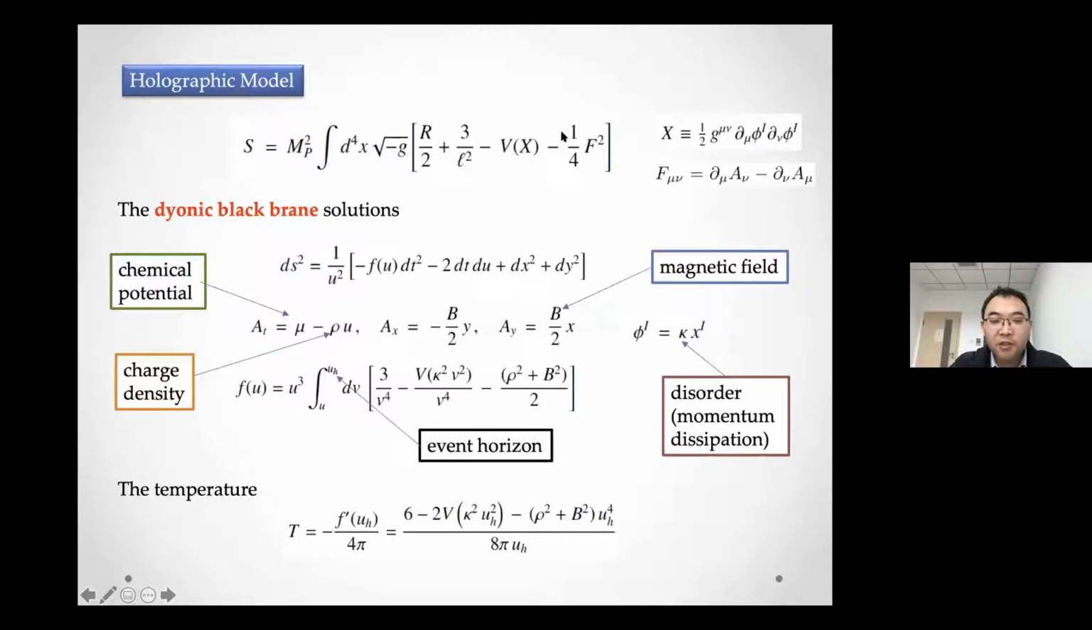Thanks to this setup, we are able to give the analytic solution for these black holes. Here U is the holographic radial direction, mu is the chemical potential, rho is the charge density. Here capital B is the magnetic field. Here for the blackening function, UH is the event horizon. This solution is for a general potential V as a function of X. And from these black hole solutions, we can get the temperature given by this quantity.